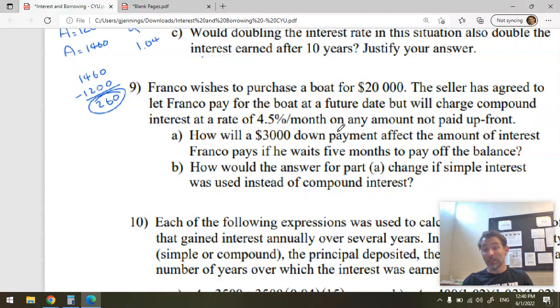If he waits 5 months to pay off the balance, what if he waits a couple of years? Oh my goodness, this is terrifying. This is such a high interest rate. It's criminal. It's literally criminal. But anyway, this is a handshake deal between two people, so there's not really laws that govern that. But good luck getting your money if you let this run for 5 years.